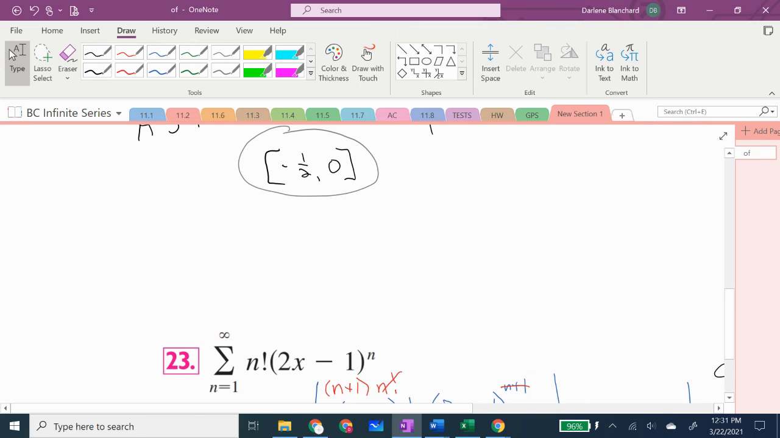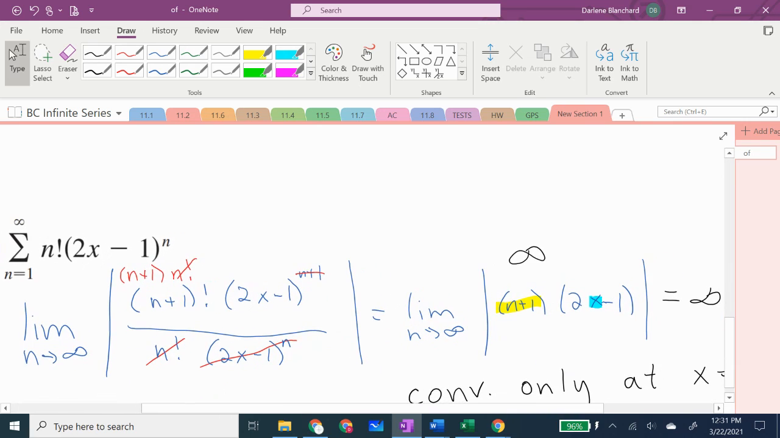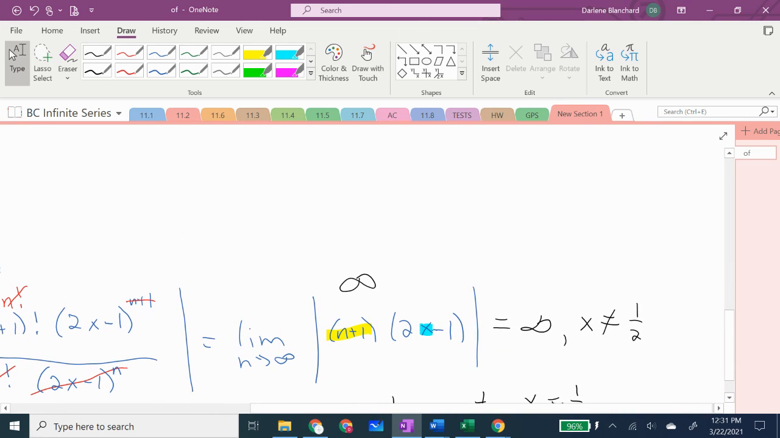Then for number 23, start off with the ratio test. Plug in an n plus 1 everywhere you see an n, and then see what cancels. And then understand that once you look at what's left over after the cancellation, x only gets to represent a real number. That's it. It doesn't actually represent infinity, even though we might say that we're looking from negative infinity to positive infinity for the x. We aren't taking infinity.